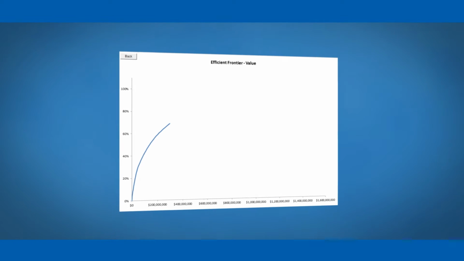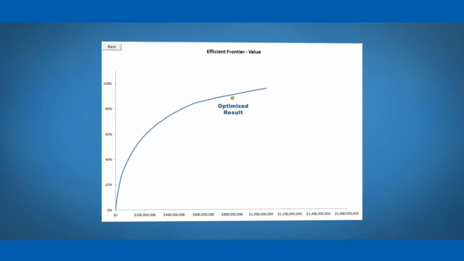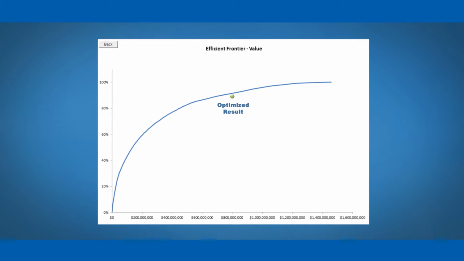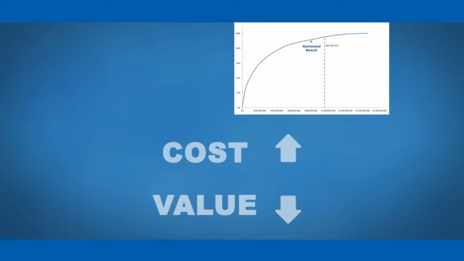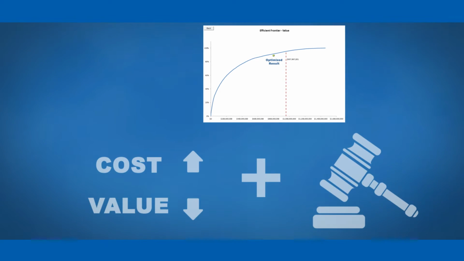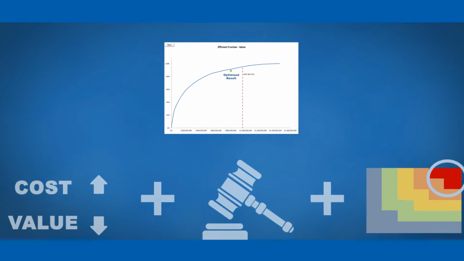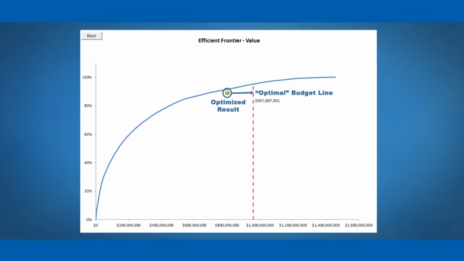We can also look at an efficient frontier view, illustrating the point at which the increase in costs starts to exceed the increase in value. The dotted line shows us a guideline for an optimal budget level calculated as this point where cost starts increasing faster than value plus mandatory investments plus any additional high-risk investments. According to this guideline, our budget level is less than optimal.